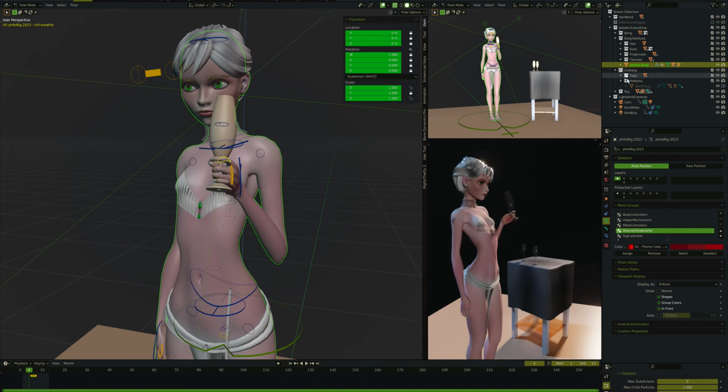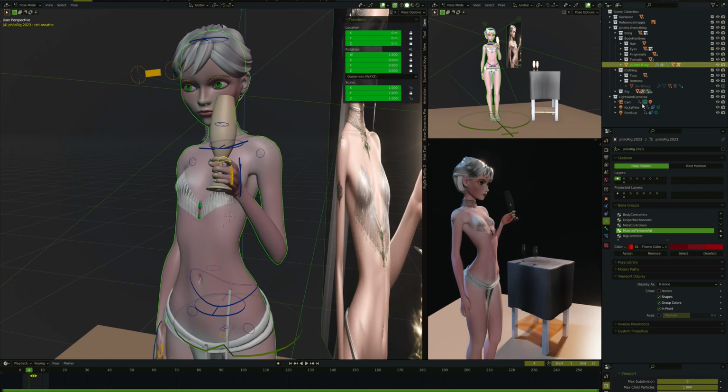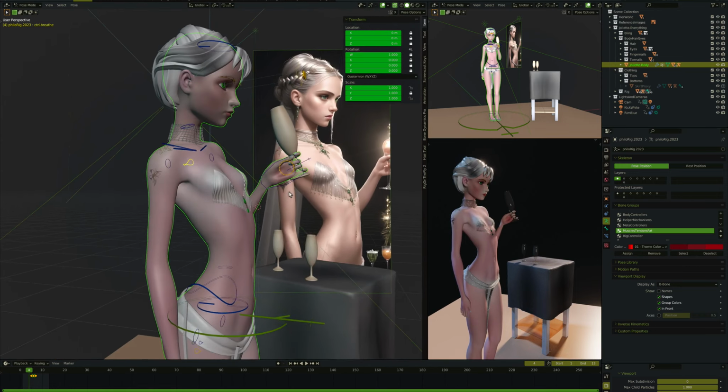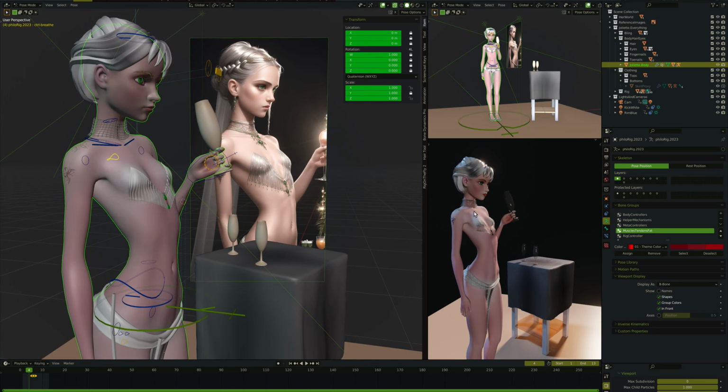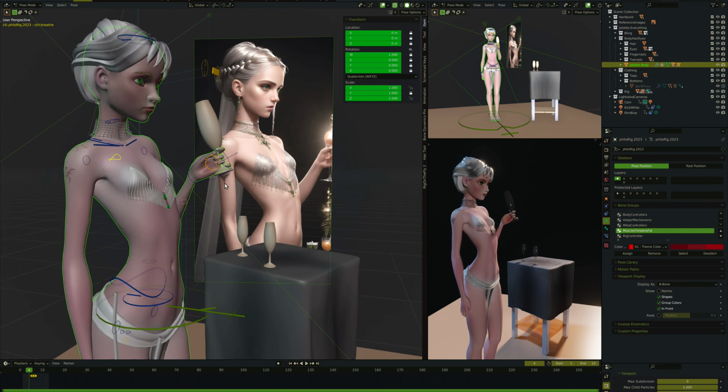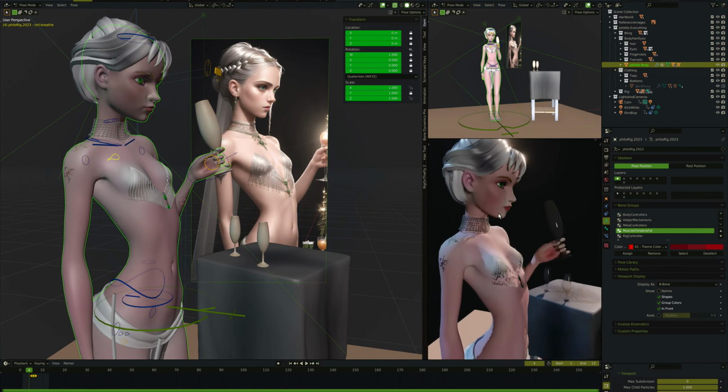This is the pose I've got from the reference image. Trying to make sure they're the same. I still have some work to do on the necklace and some other things, and her veil and her hair. But I've got a lot of the bits finished up. It's looking pretty nice.